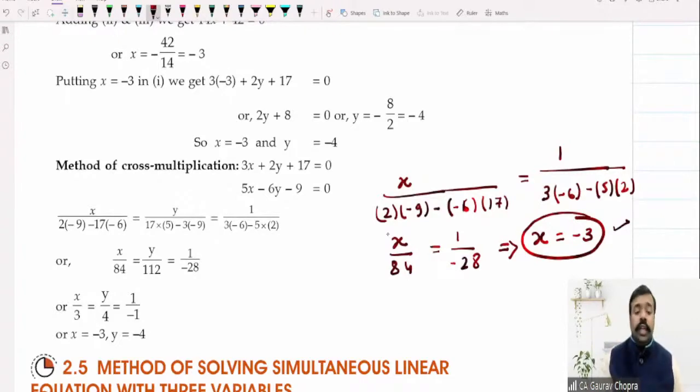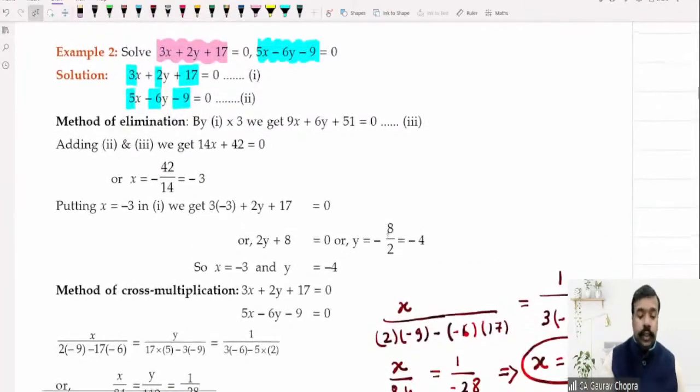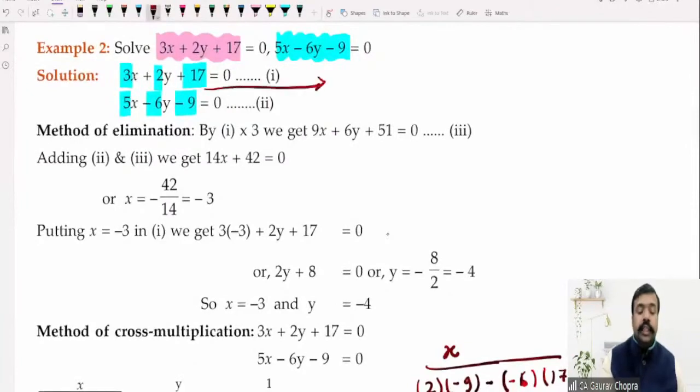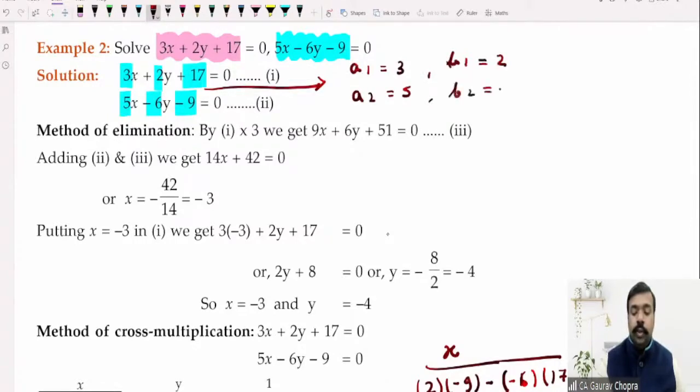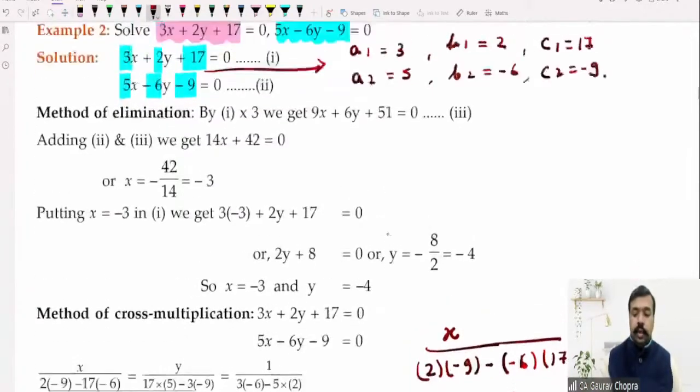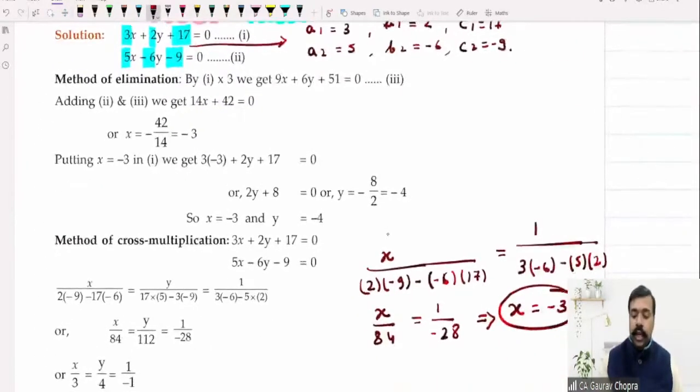All right. So how have we written the values from this equation? From this equation, we can clearly see that the coefficient of x is denoted by a. So a1 is 3 and a2 is 5. The coefficient of y, that is b1, is 2 and b2 is minus 6. Similarly, the constant c1 is 17 and c2 is minus 9. So from here, we have taken the values and calculated x equal to minus 3.